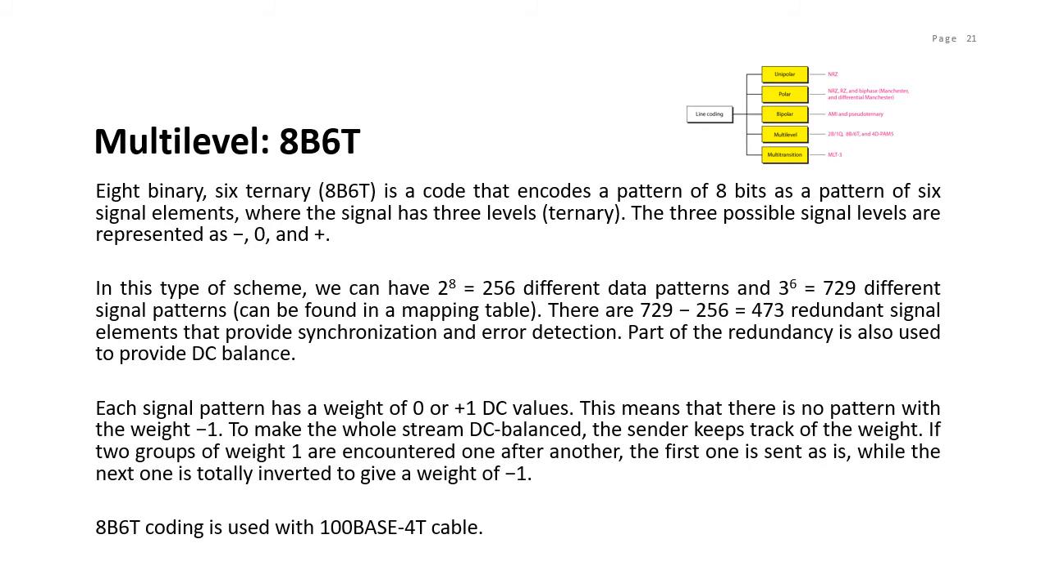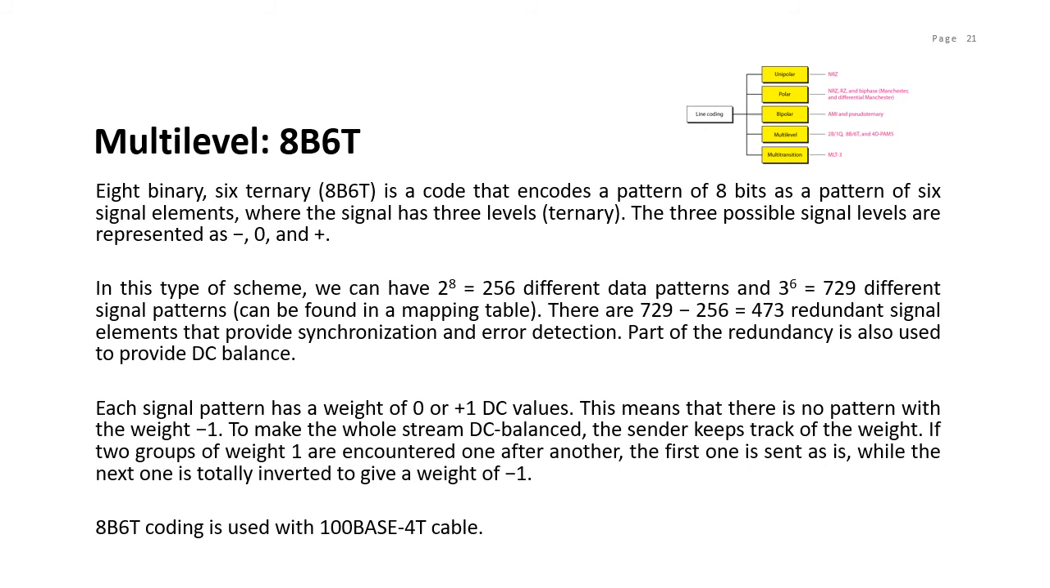You can have a mapping table to map between the data patterns and the signal elements, but you see that there are actually a number of redundant signal elements. You can get this by finding the difference between the signal patterns and the data patterns. In this case, we have 729 minus 256, which gives 473 redundant signal elements, and these signal elements provide synchronization and error detection.